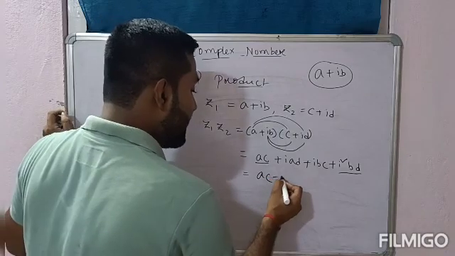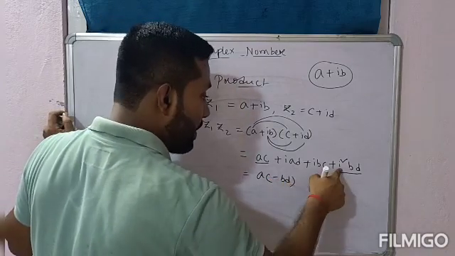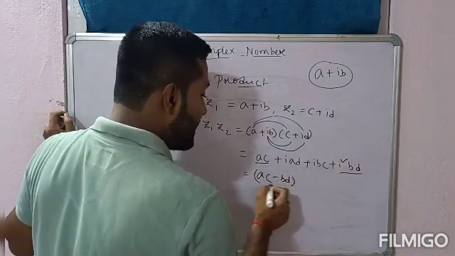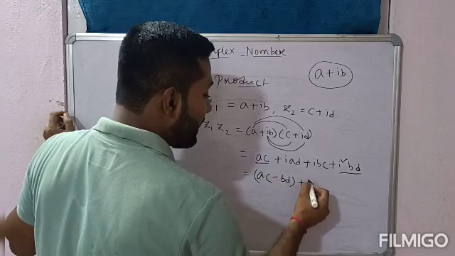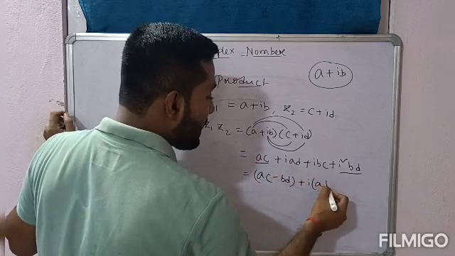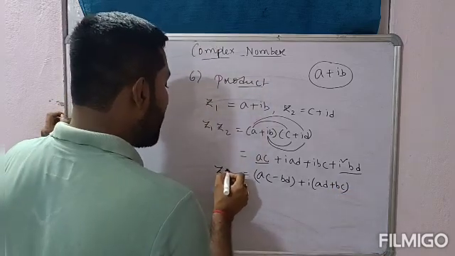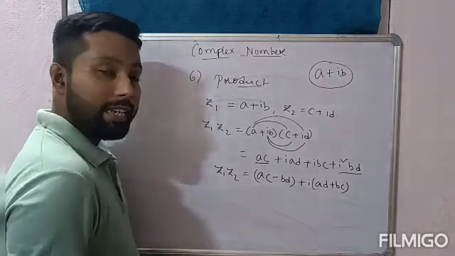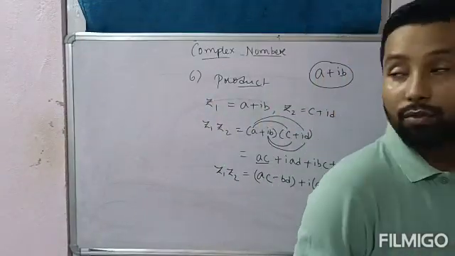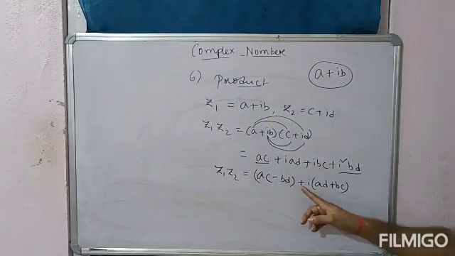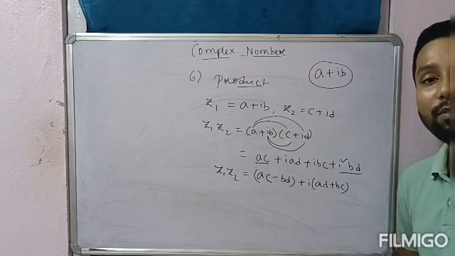So ac minus bd. Minus plus will be minus only. ac minus bd is the real part. Then if I take i common, here ad plus bc will be there. So this is z1 into z2: the value of z1 into z2 is ac minus bd plus i into (ad plus bc).